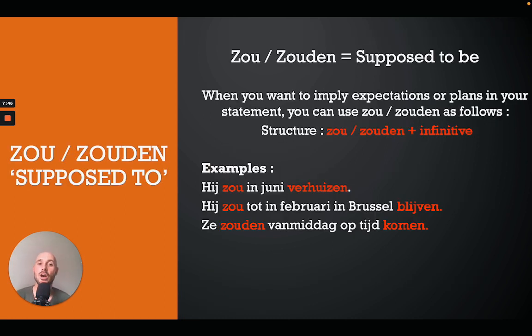Alright, then zou and zouden can be used when you want to say supposed or supposed to be. Right? So when you want to imply expectations or plans in your statement, you can use zou, zouden as follows. And the structure would be, we'll take a look at some examples to make it clearer for you. The structure would be zou and zouden again, plus the infinitive. Take a look at the examples.